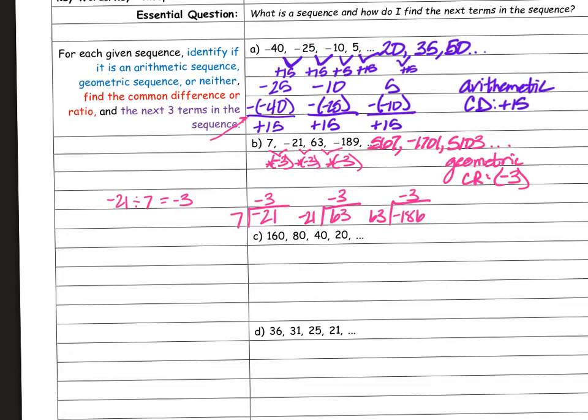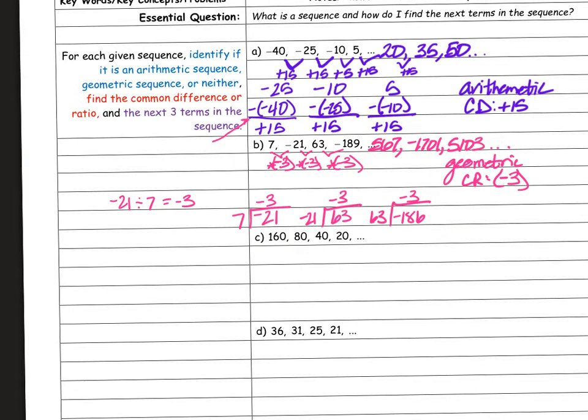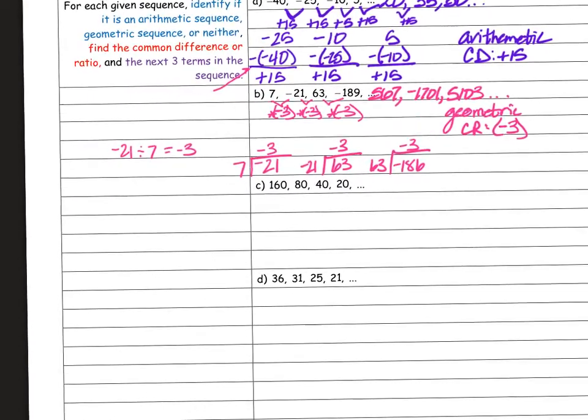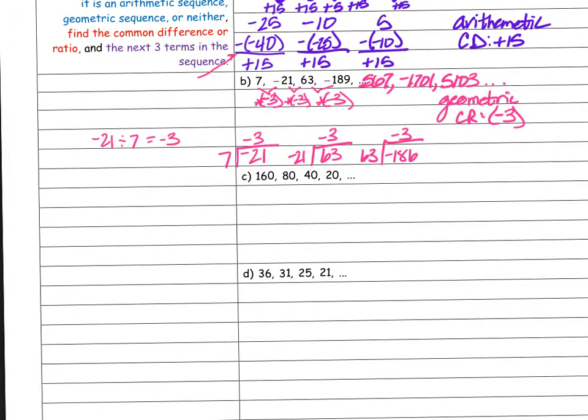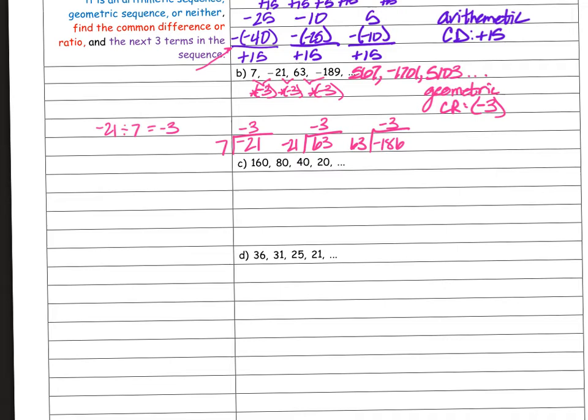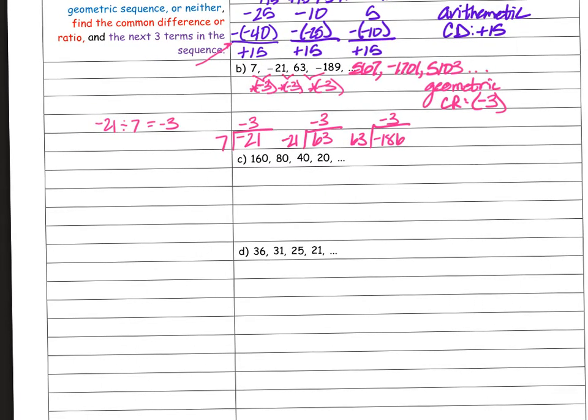Okay. Lovely. Let's go to the next one and see if we can figure out if it's arithmetic or if it's geometric or if it's neither. I just want to say it could be neither. Let's see if we can figure this out. The difference between here and here is 80, and the difference between here and here is 40, and the difference between here and here is 20. So it's not arithmetic.